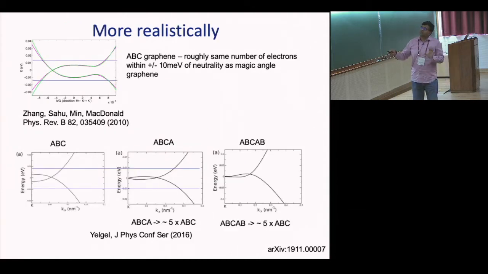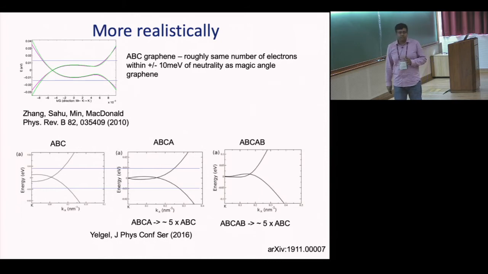So if you do a more realistic calculation, also done by McDonald, then you find that within about 10 millivolts of the Fermi level, which is a relevant energy scale in the case of twisted bilayer graphene, if you look at ABC graphene, ABC graphene has roughly the same number of electrons within 10 millivolts of the Fermi level as twisted bilayer graphene. And if you go to ABCA graphene, it has five times as many electrons as ABC. And if you go to ABCAB, it stays more or less the same, and so on and so forth. So it looked to us that a sweet spot is looking at ABCA graphene as a way of getting a large density of states at the chemical potential.